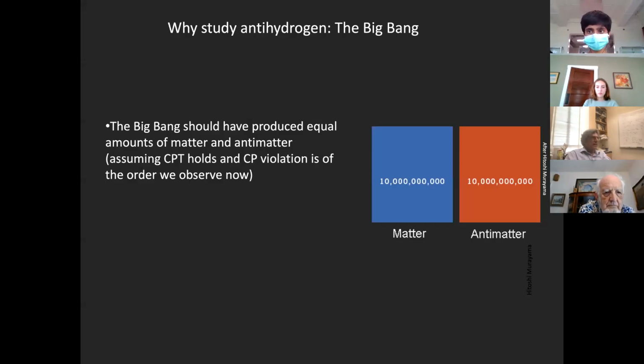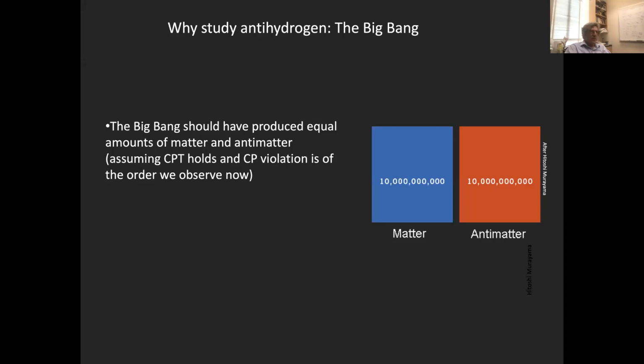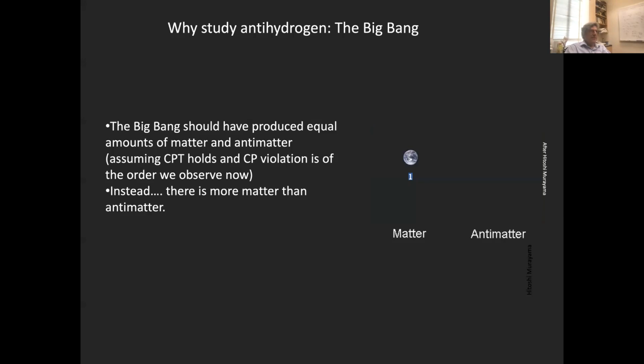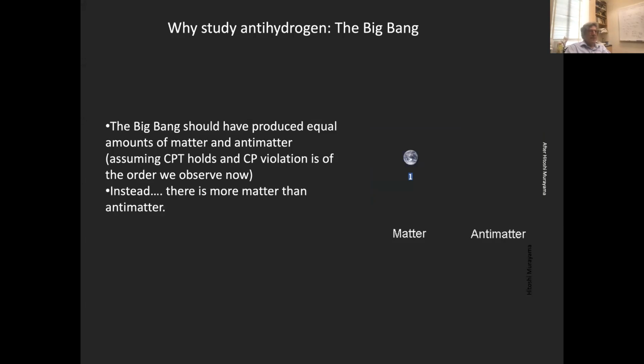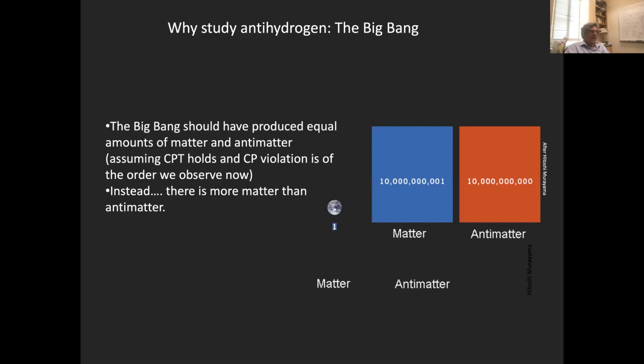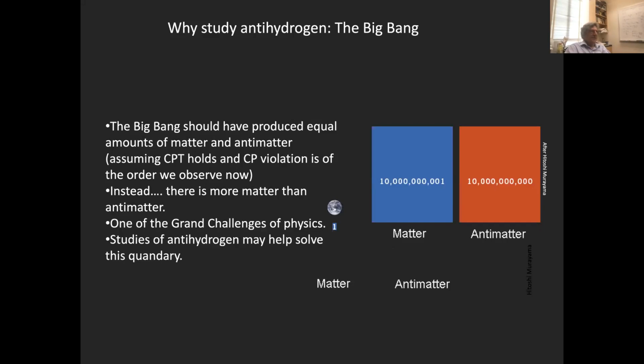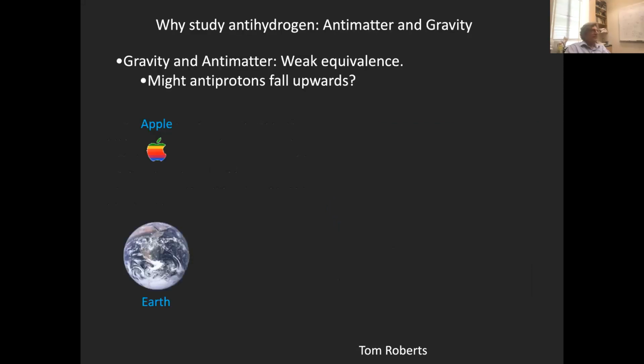Another reason to study it, the Big Bang should have produced equal amounts of matter and antimatter. The imbalance is 1 part in 10 billion. That's us. We're the lucky imbalance here. But why? Nobody knows. It's one of the big questions of physics. Why the imbalance? Maybe we'll shed some light on that. Antimatter. So what are we doing with gravity?